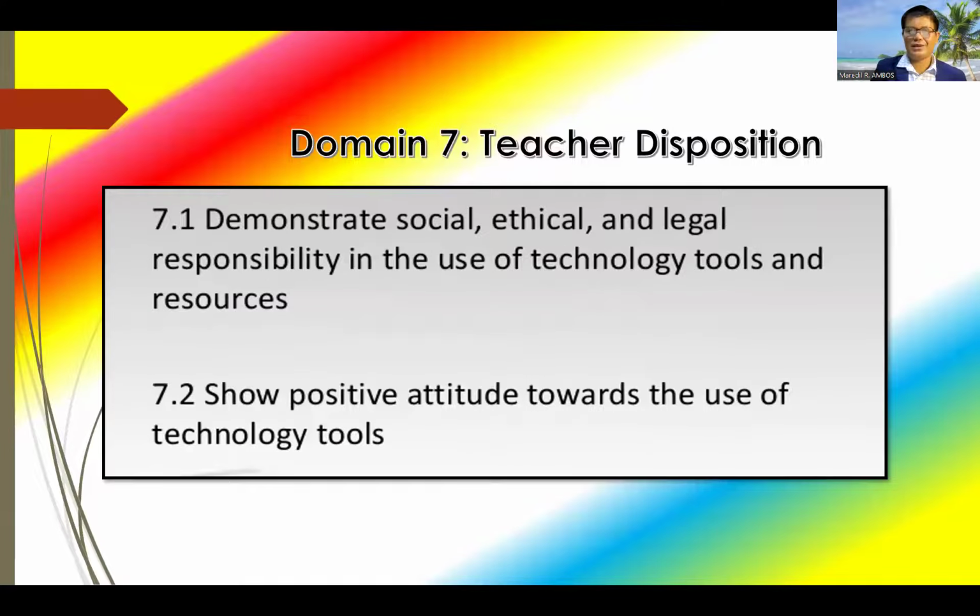Domain 7 talks about the teacher disposition, wherein we need to demonstrate social, ethical, and legal responsibility in the use of technology tools and resources. And the second one is to show positive attitude towards the use of technology tools. I like this one. It talks about being positive in life, being positive with technology and so on.